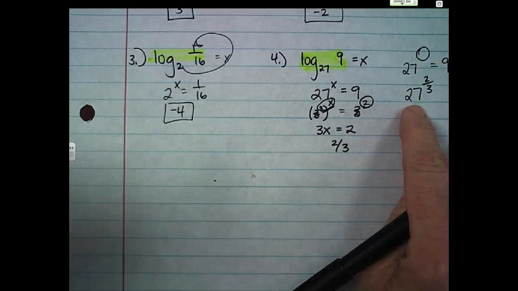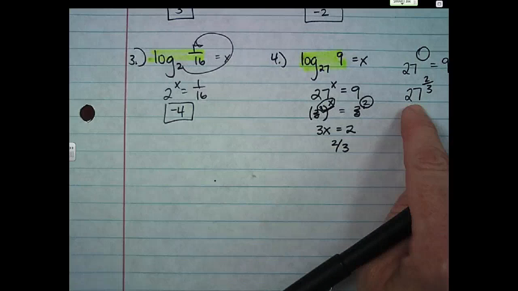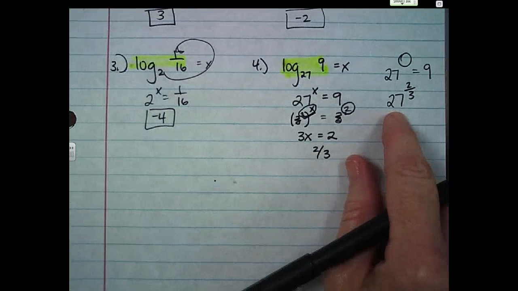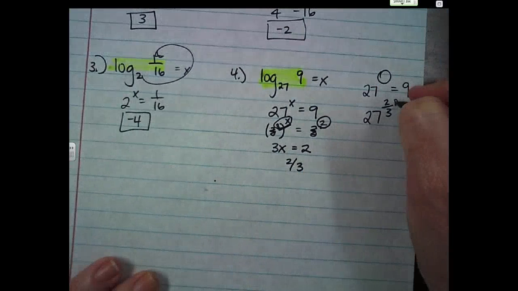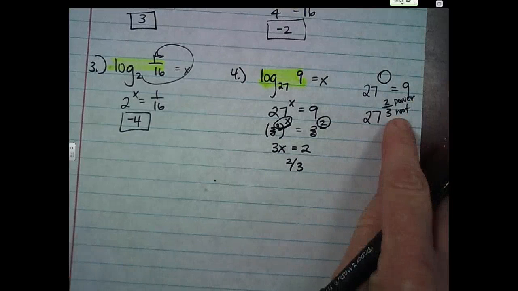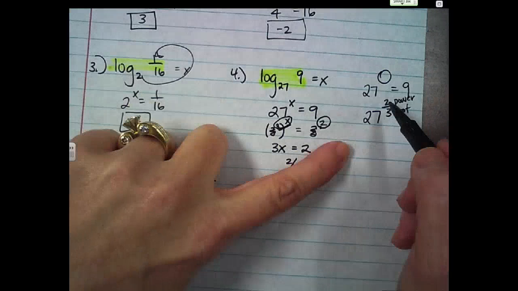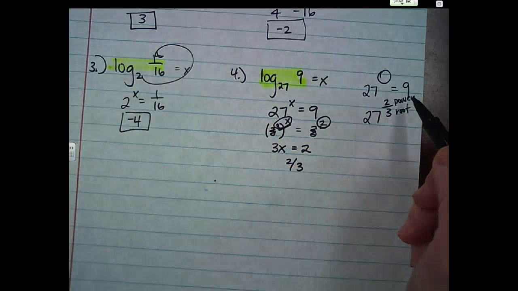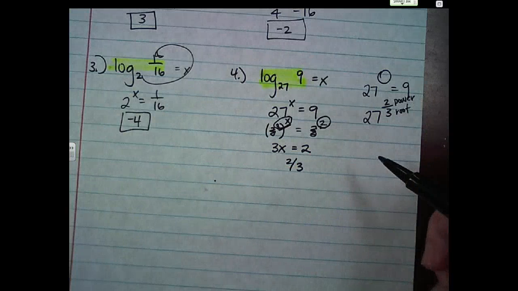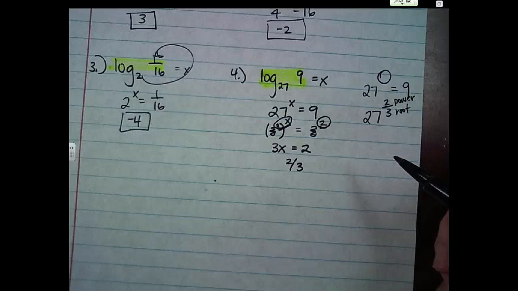Now let's take that piece of information back to a test we had a while ago. And remember me talking about this being power over root? Right? And I told you take the root first. So the cube root of 27 is what? 3, and 3 squared is 9. So it works. We just went the other way with it. Okay? All right, let's try number 5.